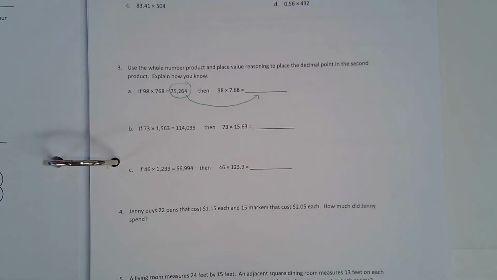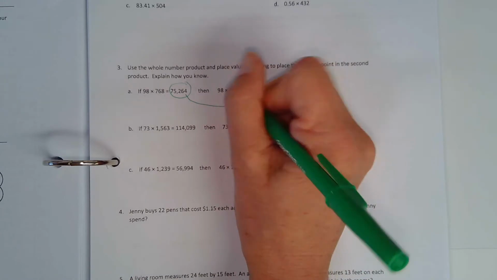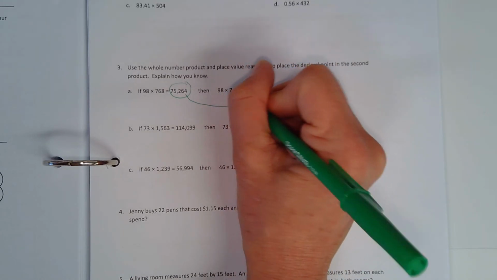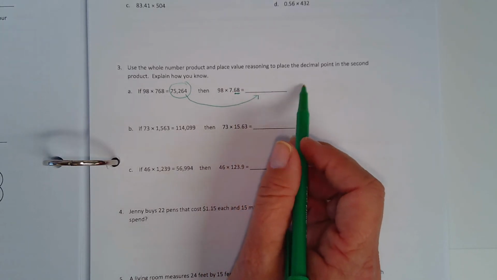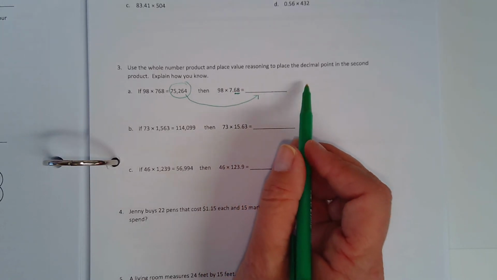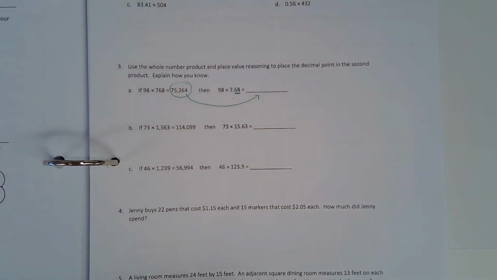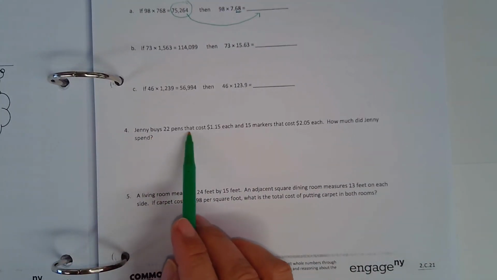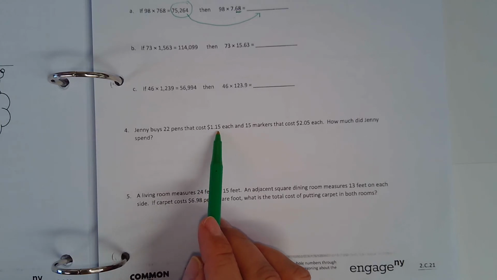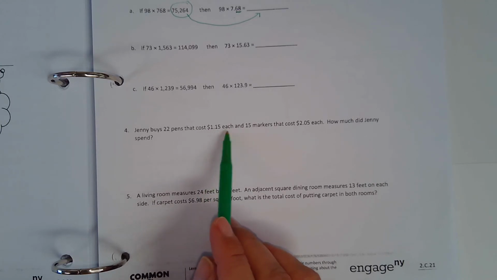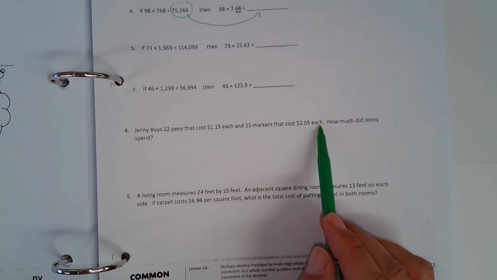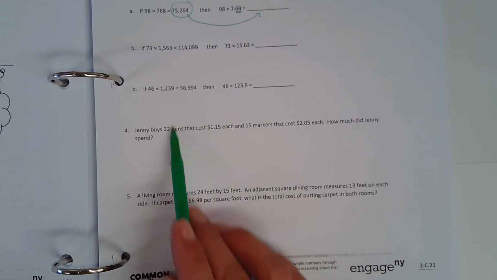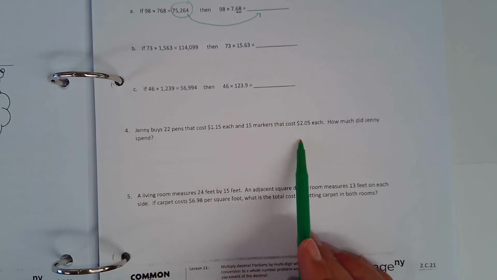Now, question. Here is the big question. If there are two numbers behind the decimal in the problem, how many numbers will you have behind the decimal in the product? Lastly, Jenny buys 22 pens that cost $1.15 each, and 15 markers that cost $2.05 each. How much did Jenny spend? So you need to figure out each one and add it together, right?